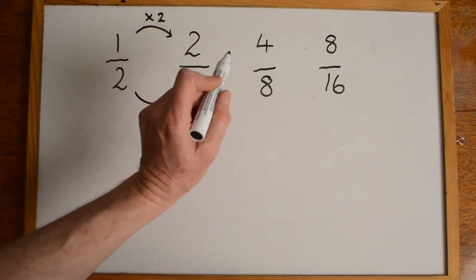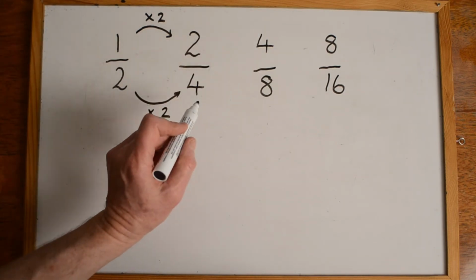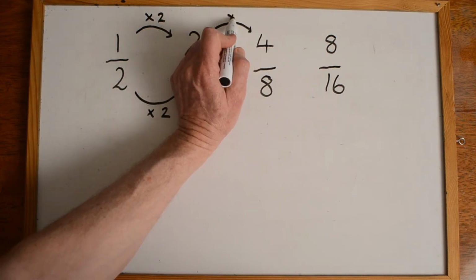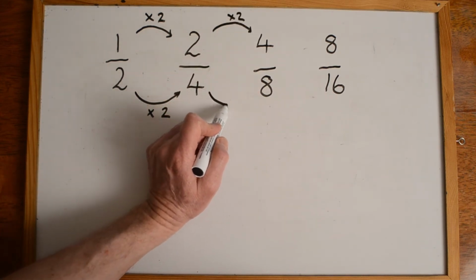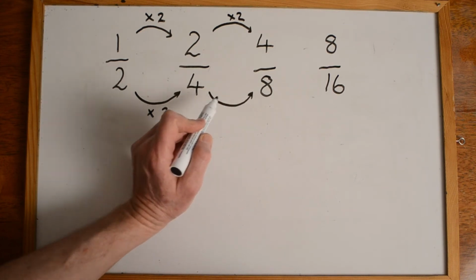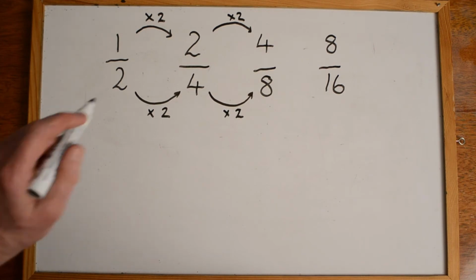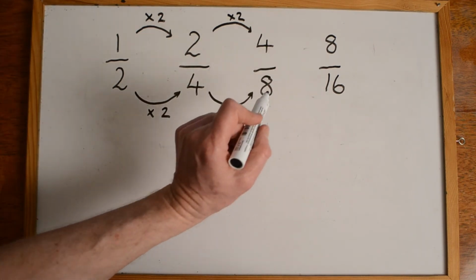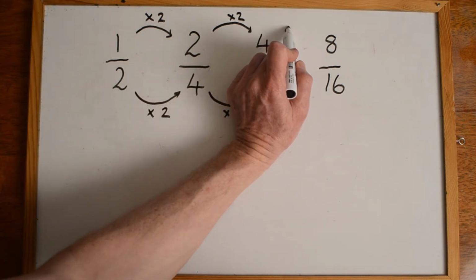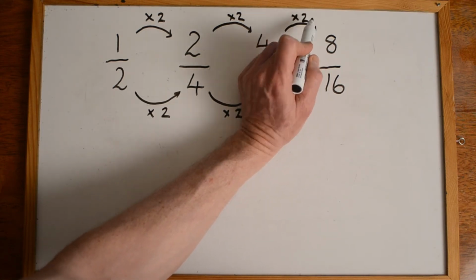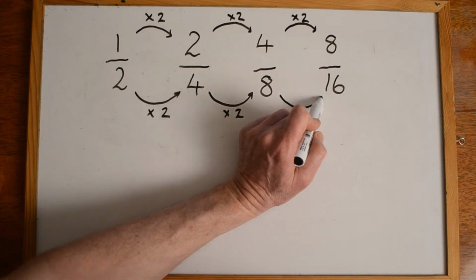Go to 2/4 to 4/8. Same again, we multiply the numerator by 2, and we multiply the denominator by 2. And to go from 4/8 to 8/16, same again. We multiply the numerator by 2 and multiply the denominator by 2.